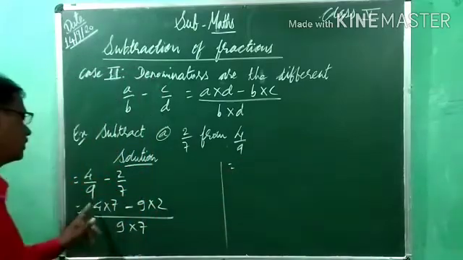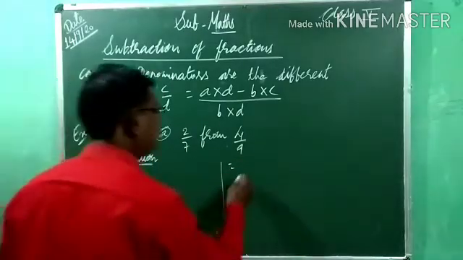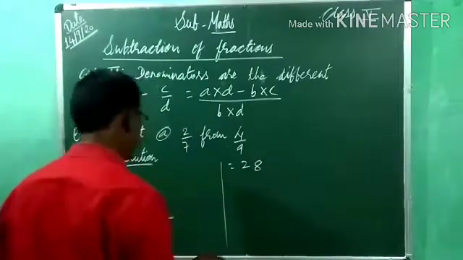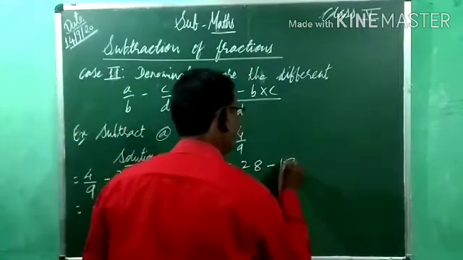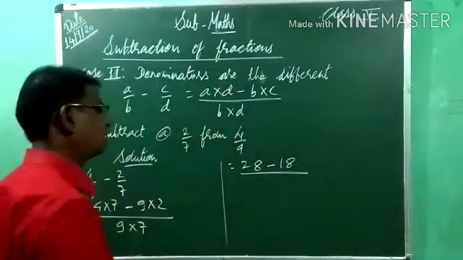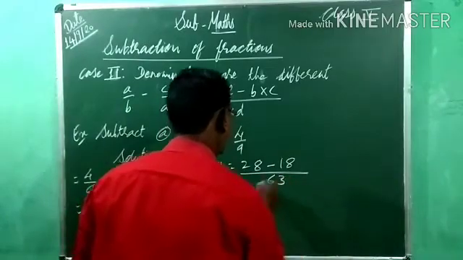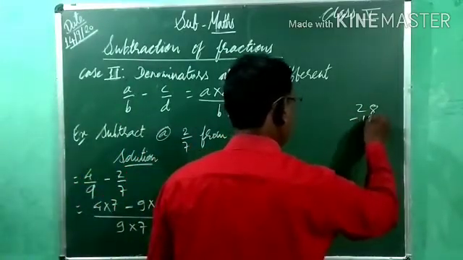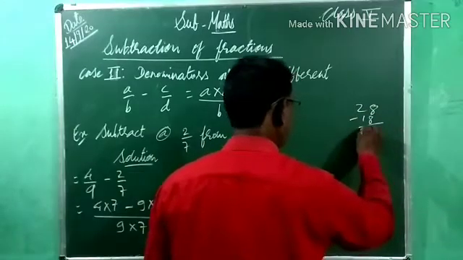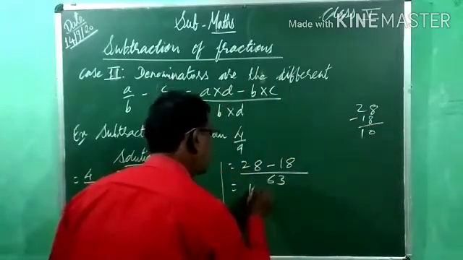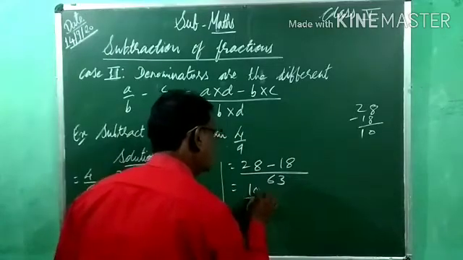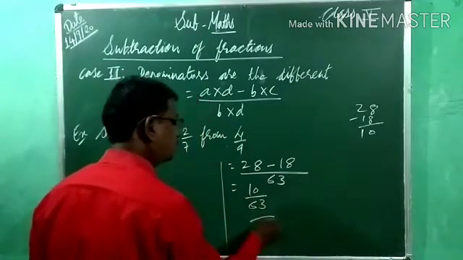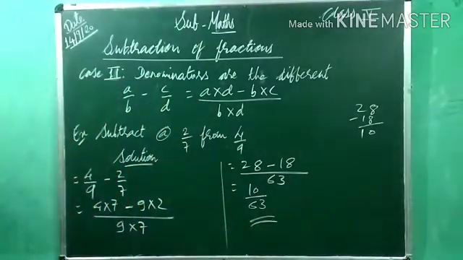Now tell me, 4 sevens are, or 7 fours are? 7 fours are 28, minus 9 twos are 18, whole divided by 9 sevens are 63. Now 28 minus 18. 8 minus 8 is 0, 2 minus 1 is 1. So 10. 10 by 63. It is not possible to convert into lowest terms. So 10 by 63 is the answer. Understood? So note down this one.